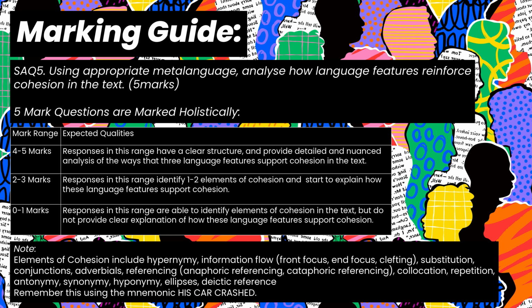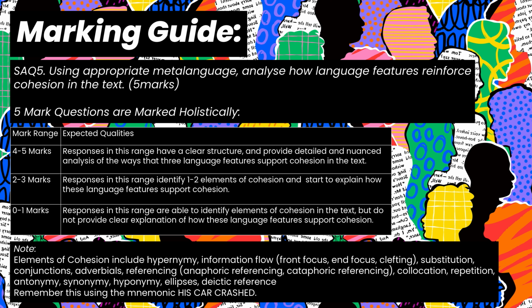Now, it is absolutely possible to push into that 4 to 5 mark band if your response has that clear structure, detailed and nuanced analysis of 2 language features. But for a 5-mark response, the strategic choice is always to aim for 3 language features to give yourself the best chance at having that nuanced and detailed analysis.